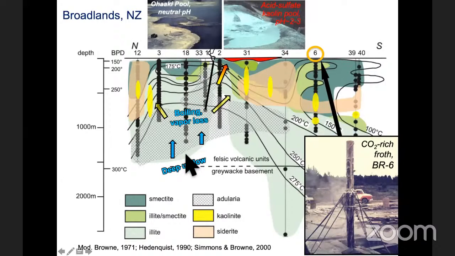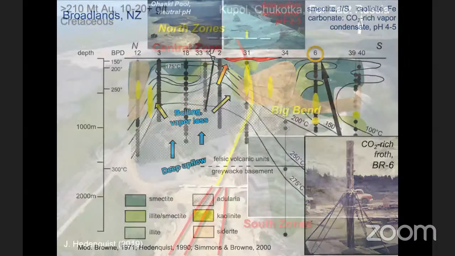Where is the ore? Where is more likely going to be the ore zone? Here. So it's very important to keep this in mind. First of all, interpret the kaolinite properly. It's not the kaolinite that is associated with the high sulfidation deposit. Second, keep in mind the potential location.